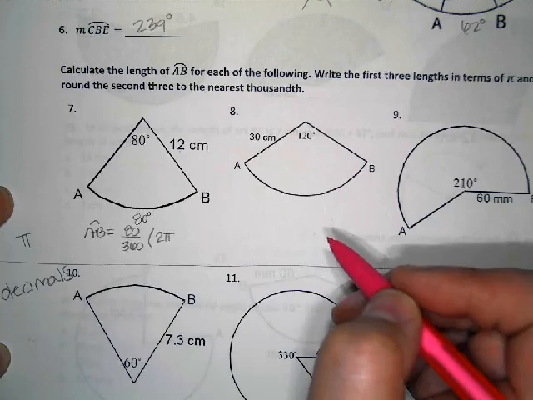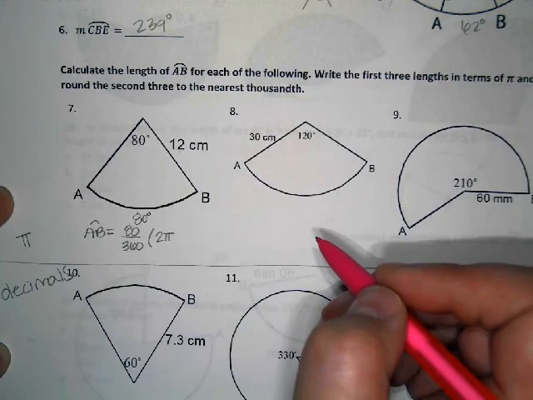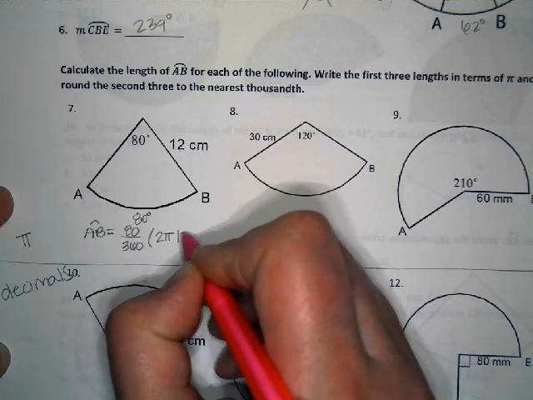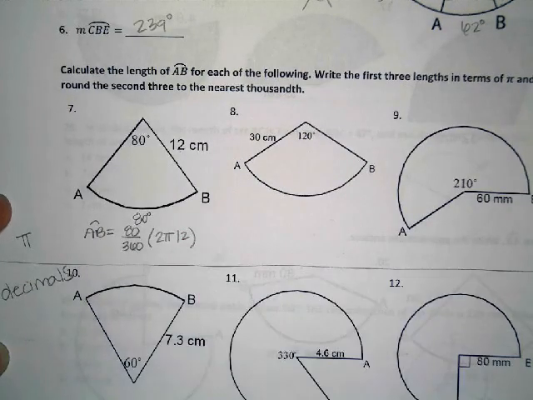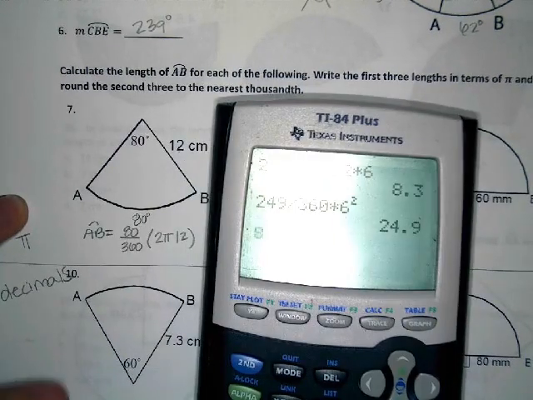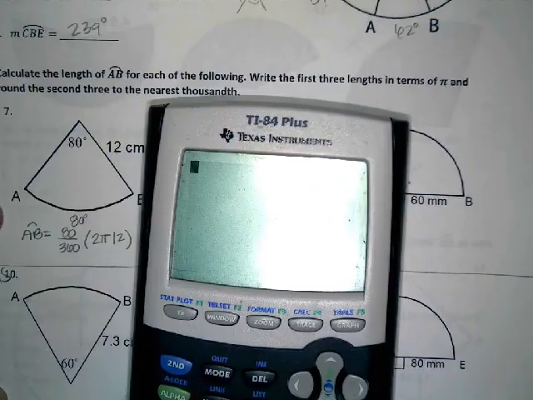2 times pi times 12, okay? And then since we're writing our answer in terms of pi, we are not going to type the pi in the calculator because we're going to write it on the page. So I'm going to do 80 divided by 360 times 2 times 12. And what do I get?